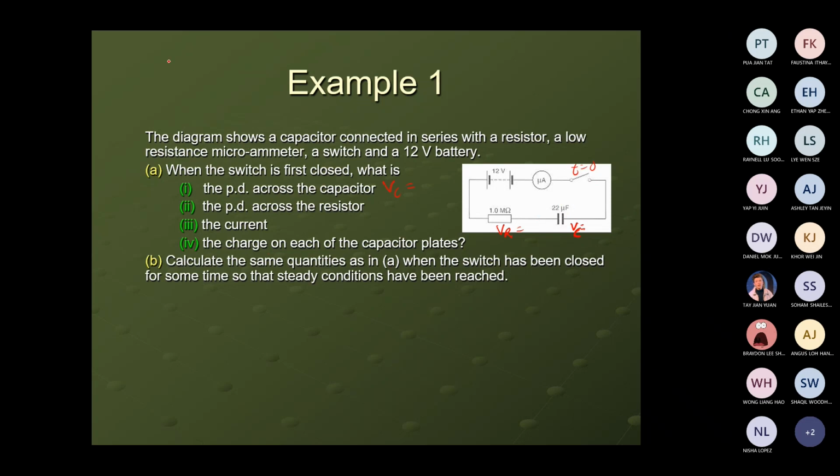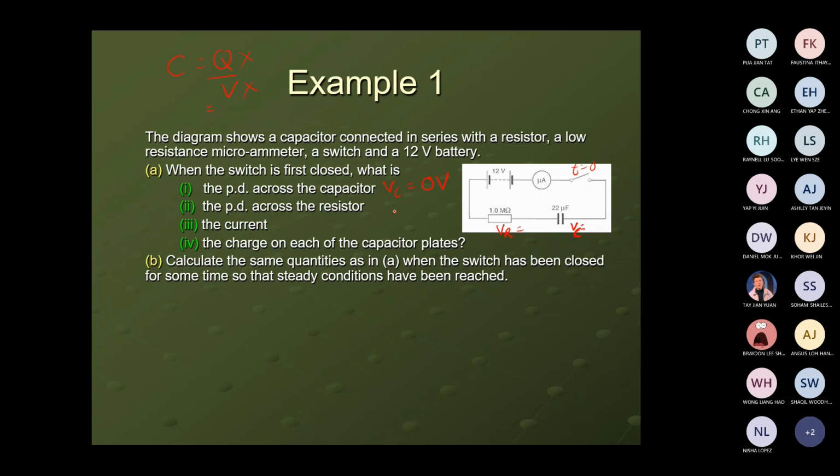So C equals Q over V, right? Because you don't have charge, the capacitor doesn't have voltage. So before charging, VC must be 0 volt. There is no voltage across the capacitor because it is not yet charged. When it accumulates charge, the voltage across the capacitor rises. So the first answer, A1, when the switch is closed, the PD across the capacitor is 0 volt.